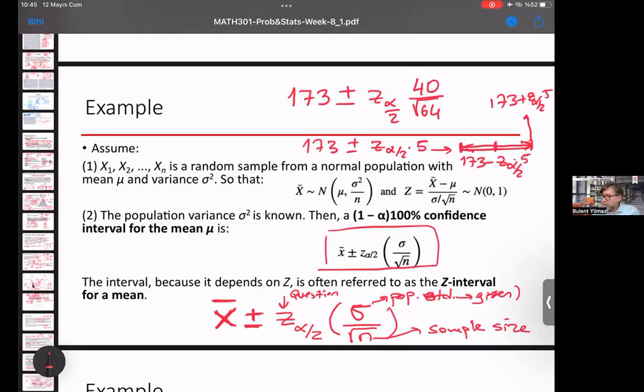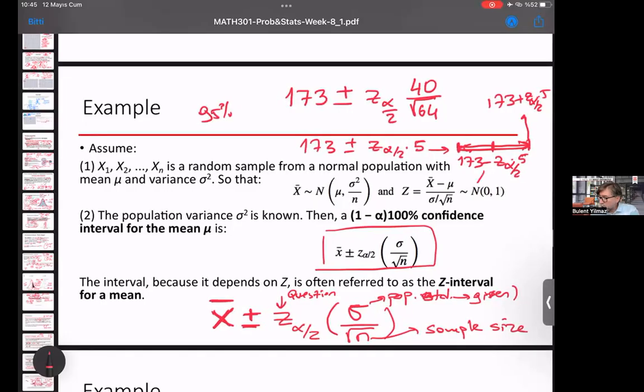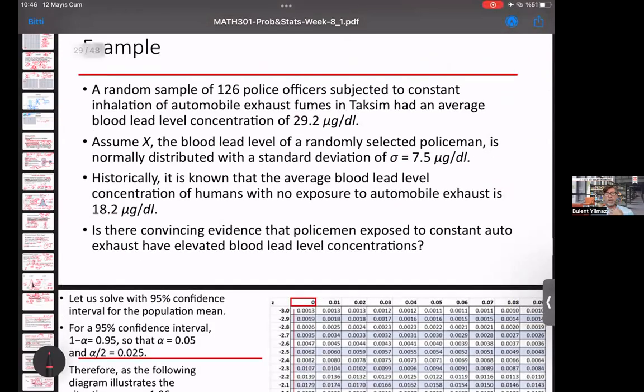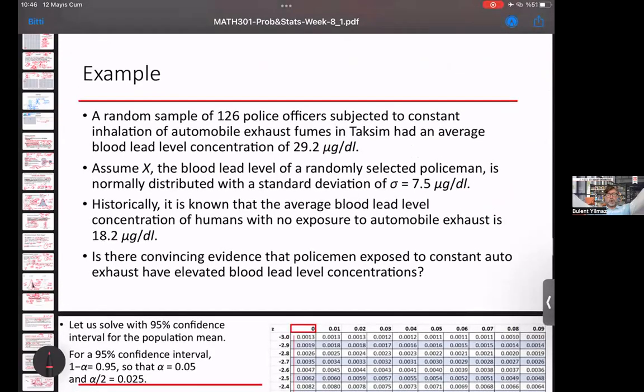What does it mean? 95% of the time, the population mean mu will be in this interval. Before we go, let me do one example, and I hope you're going to understand what's going on. Are you with me, guys? Yes, one moment please, just 5 minutes, and then I will be done.